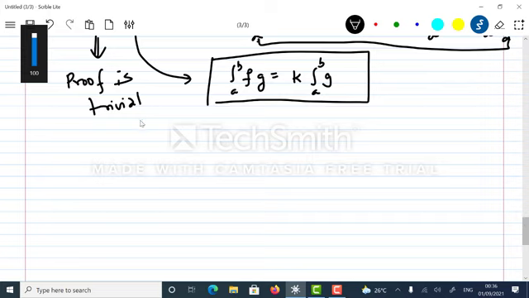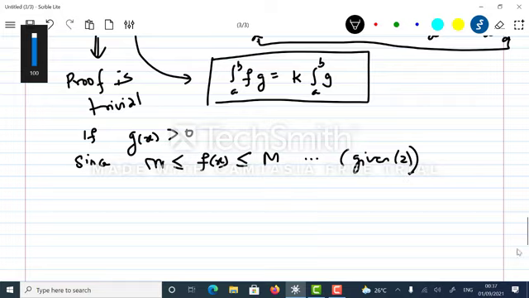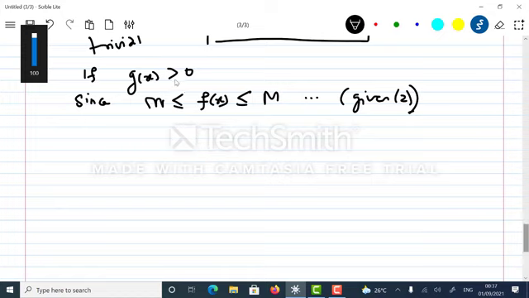So let me write down that. If g of x is strictly greater than 0. Okay. So since it is mentioned that f of x lies between small m to capital M, we have already written this from given, in given fact 2 we have written this, you can check that. So what I'll do, since g is positive function, I can multiply this with the g. If I multiply with g of x, it doesn't affect anything on the inequality because it is strictly positive function.